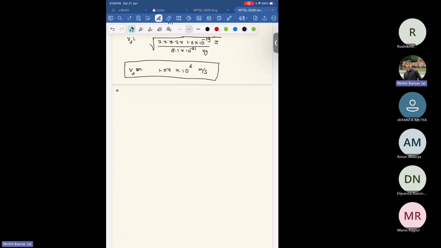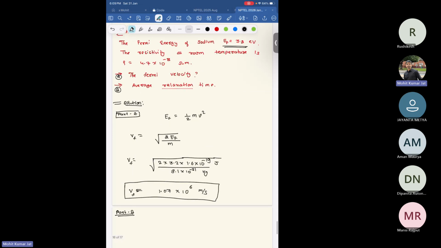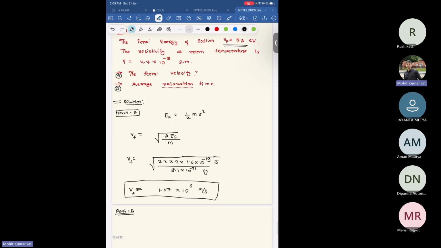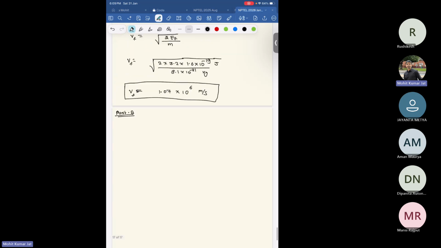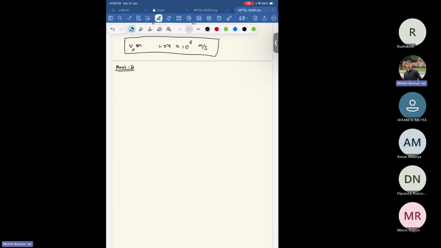Now, in part B, the question asks for the average relaxation time. It is basically tau, the scattering time between two collisions. Let's say it's an average scattering time between the successive collisions of an electron. Right? So we know that sigma is ne square tau by m. This comes from the Drude model.